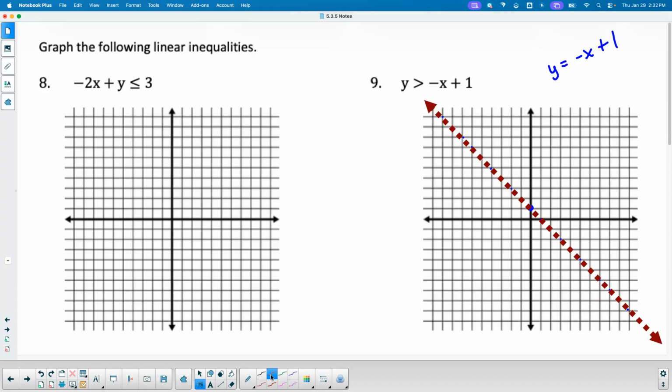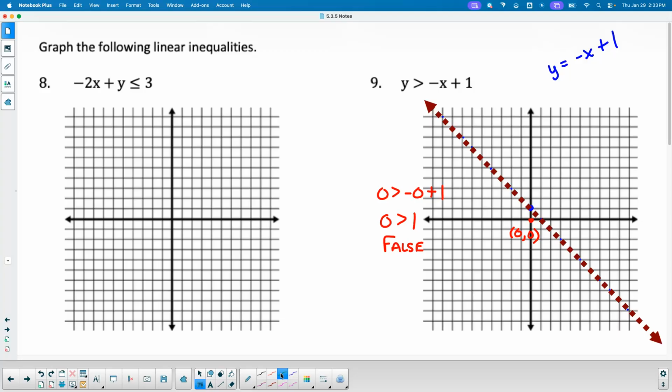So we're actually going to do 2 test points here. My first test point is going to be the origin, 0, 0. Okay? So I'm going to put in 0 for y. I'm going to put in 0 for x, and I'm going to just do that math. Negative of 0 is 0, plus 1 is 1. Is 0 bigger than 1? No, that's false. So I don't shade on that side. I would shade on the other side, but let's test a point over there just to make sure.